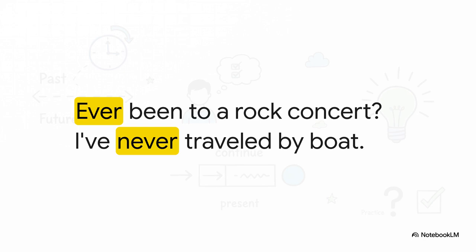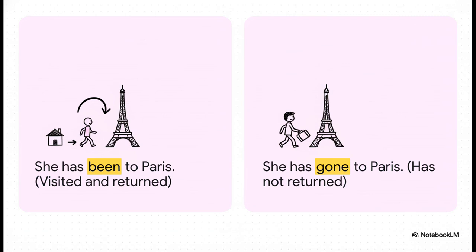And notice, we don't really care when you went to the concert, just whether that experience exists in your life history. Now, what's really interesting here is the subtle but honestly massive difference between have been and have gone. If I say she has been to Paris, it means she visited Paris and she's come back. It's a completed life experience. But if I say she has gone to Paris, it means she traveled there and she is literally still there right now. She has not returned. It's a crucial distinction that trips people up all the time.